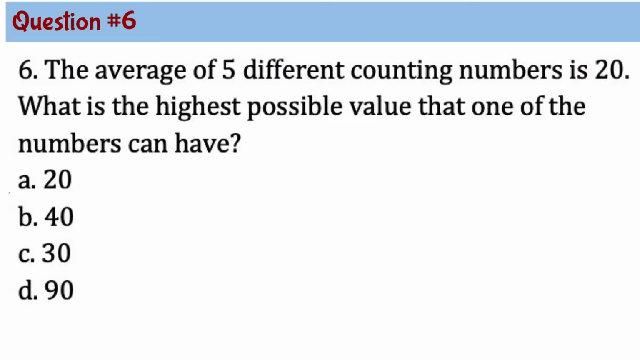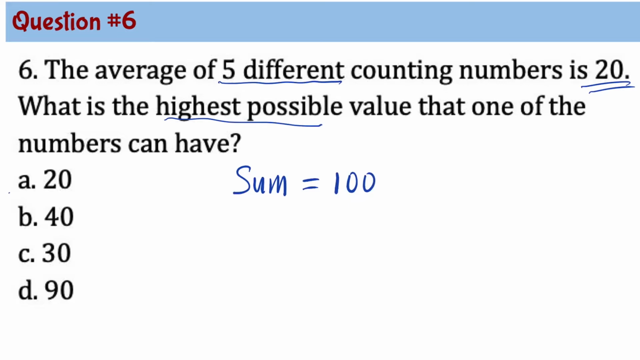Question number 6. The average of 5 different counting numbers is 20. What's the highest possible value that one of the numbers can have? So since there's 5 different numbers and the average is 20, that means that the sum here is 100.